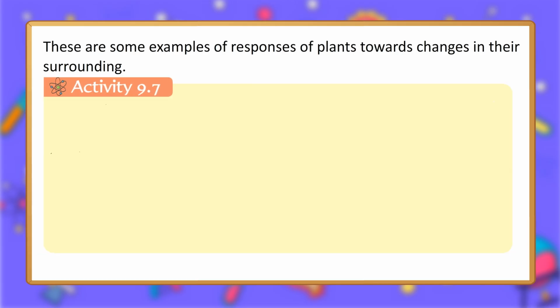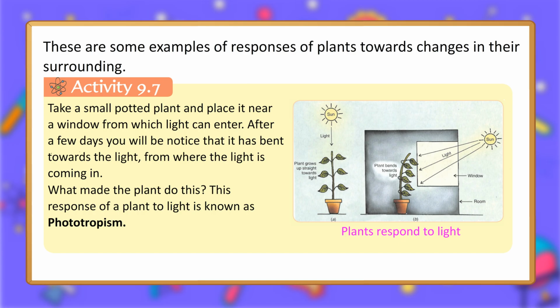Activity 9.7. Take a small potted plant and place it near a window from which light can enter. After a few days you will notice that it has bent towards the light, from where the light is coming in. What made the plant do this? This response of a plant to light is known as phototropism. Plants respond to light. Plant grows up straight towards light. Plant bends towards light.